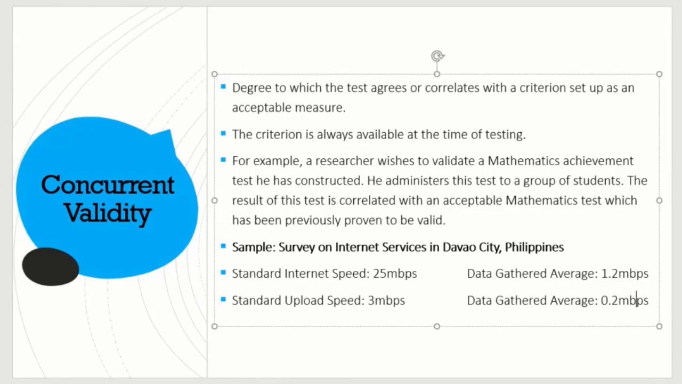Yun naman ang pinaka-point ng mga validity na ito, no? Content validity, concurrent validity, predictive validity, at saka construct validity. The point is that they wanted to know if it is a valid question, if it's a valid test, if it has anything to do with your research. Yun ang pinaka-main point ng validity.